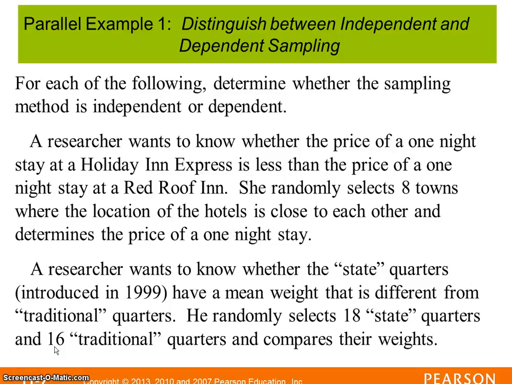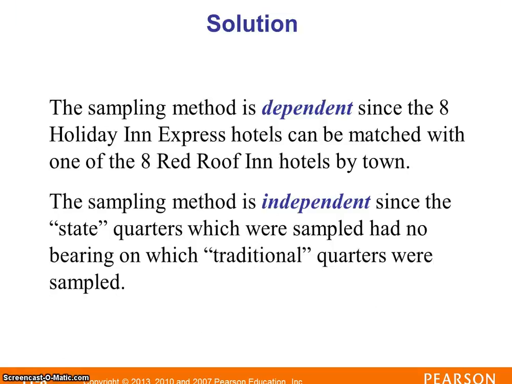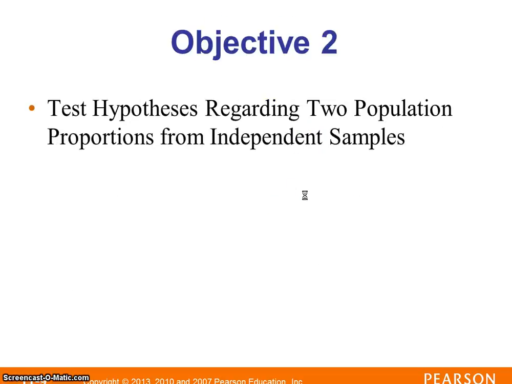So that finishes objective 1. Let's look at objective 2. Like I said, the first example is dependent and the second sample is independent. Objective 2 is hypothesis tests regarding two population proportions from independent samples. We'll look at independent samples first, and then we will look at dependent samples.